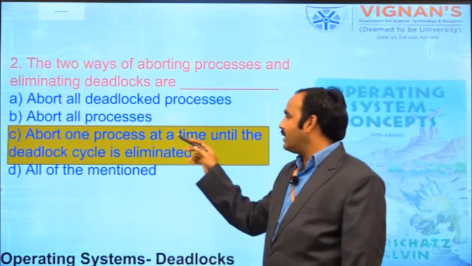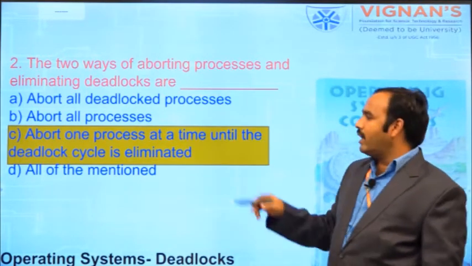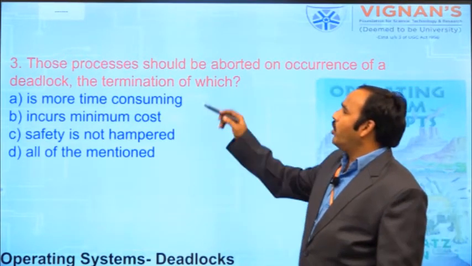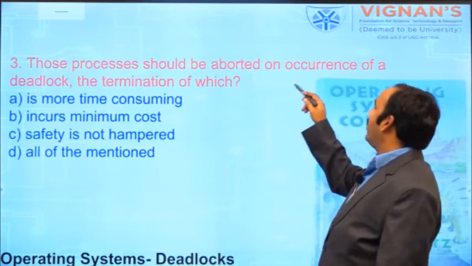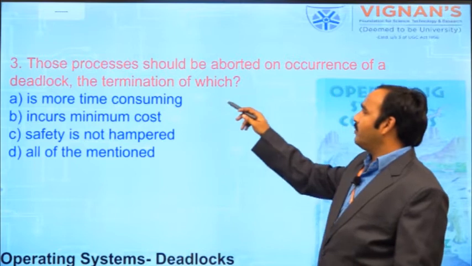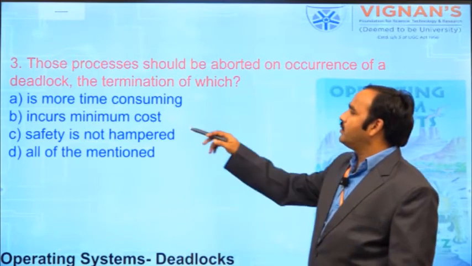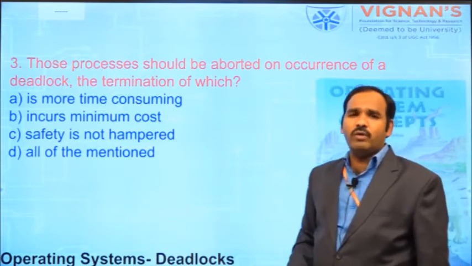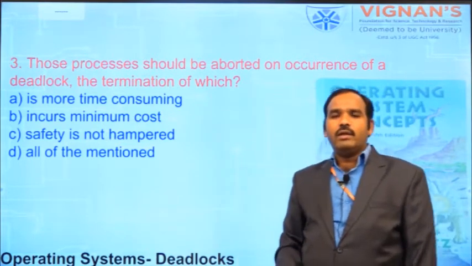Abort one process at a time until the deadlock cycle is eliminated. And coming to the third one, those processes should be aborted on occurrence of a deadlock, the termination of which is more time consuming, incurs minimum cost. What we have seen in the lesson.